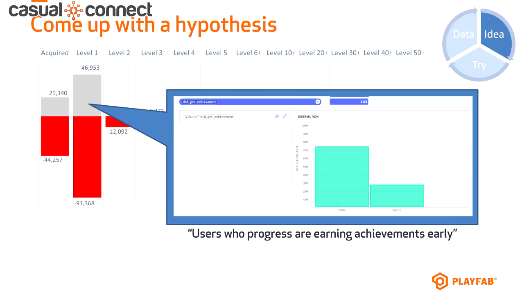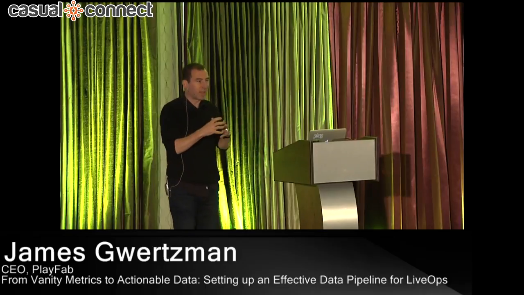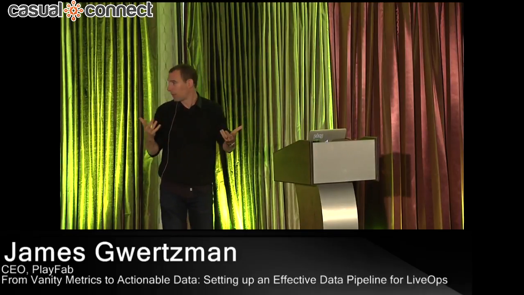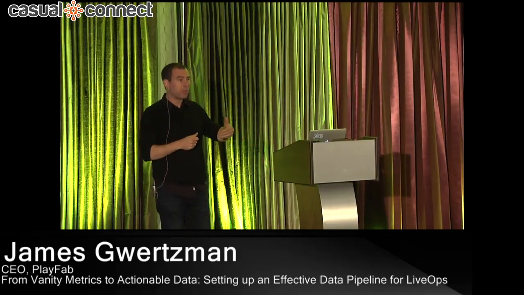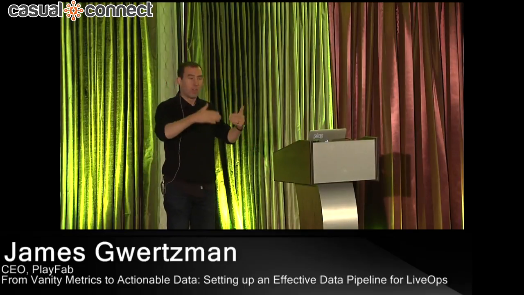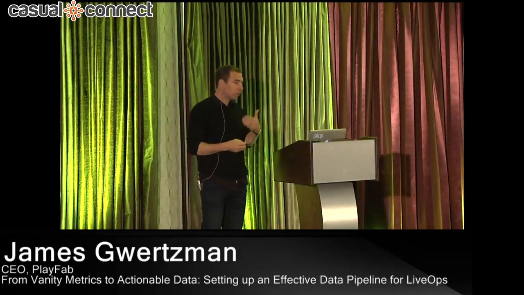This is where having that rich data is valuable, because you can go into your data warehouse and start to mine it and start to ask these kinds of what-if scenarios. So what if you have a hypothesis? People who earn achievements early stick around. Players who make it all the way through the first 2 levels without any achievements tend to churn. So if that's your hypothesis, then you can start to run experiments.